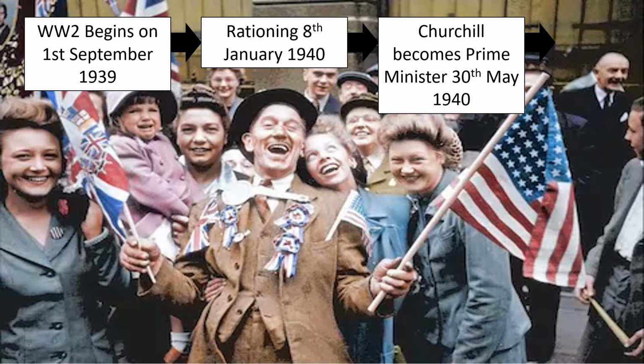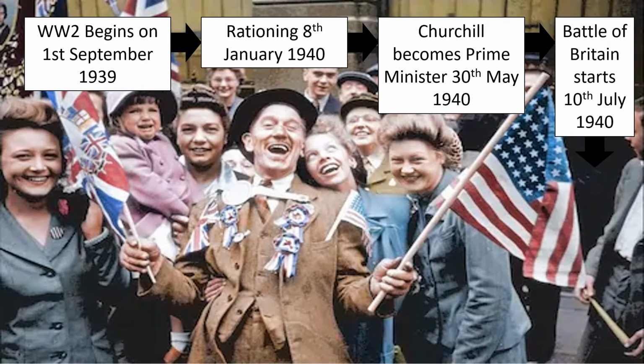Churchill becomes Prime Minister on the 30th of May 1940. He'll probably be the one you're most familiar with when you see him, and he's the one that takes England through all of World War II. Then you've got the Battle of Britain that starts on the 10th of July 1940. This is an air battle between England and Germany up in the skies using all of their planes.